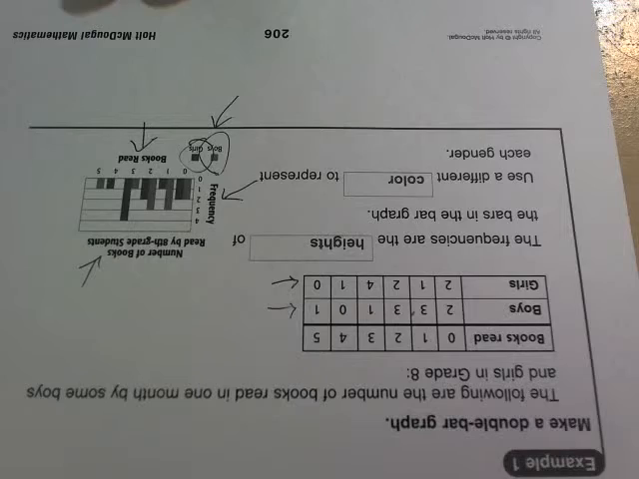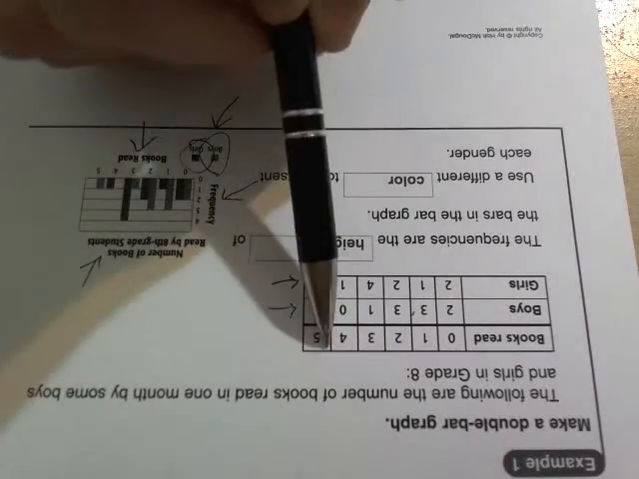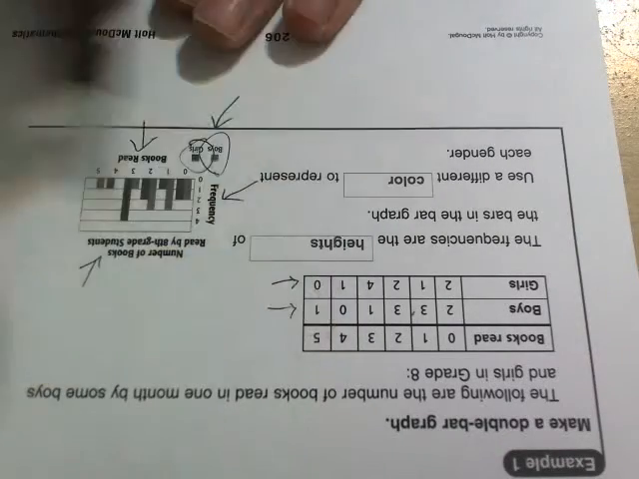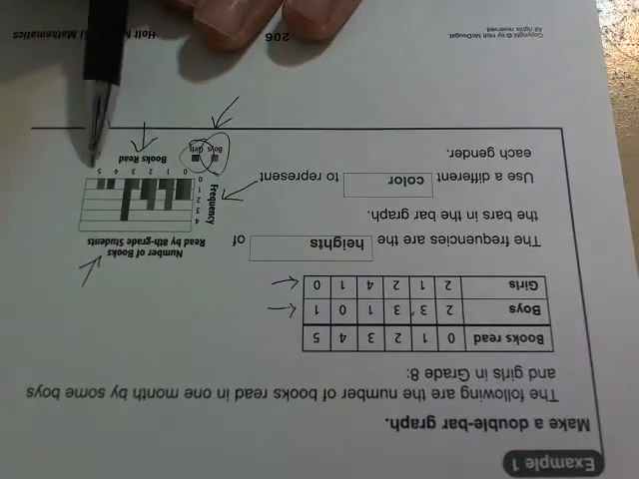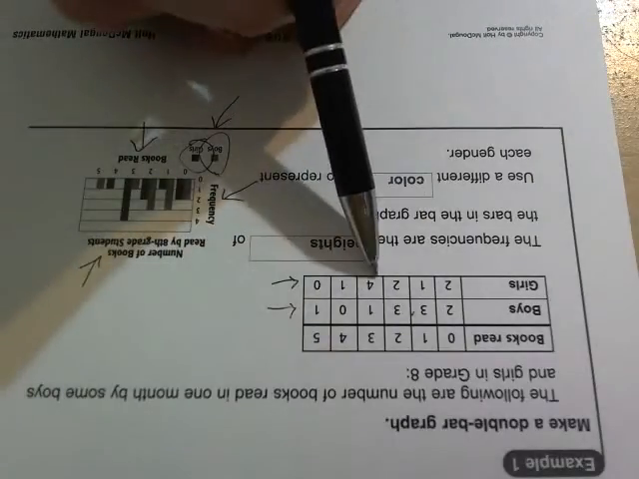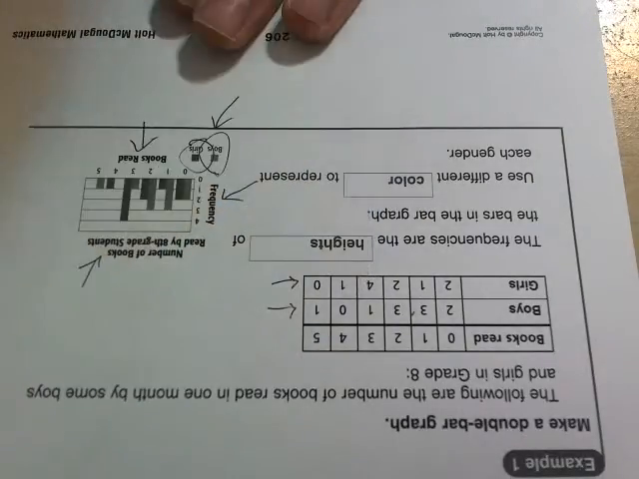So we're going to go ahead and set up our graph. As we can see, this data set goes from 0 to 5, so we're graphing on the x-axis everything from 0 to 5. Up the y-axis are going to go my frequencies. As you can see, my numbers go all the way up to 4 at the most.